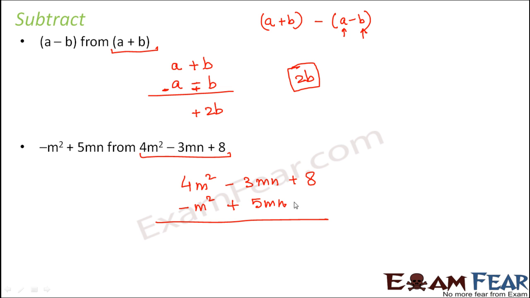Now you need to subtract. Here you do not have a third term, so you can put 0. Now let us change the sign of the smaller expression. Plus becomes minus, minus becomes plus. Now let's add. Plus 8 minus 0 would be plus 8. Minus 3 minus 5 would be minus 8, and the algebraic factor would remain the same, that is 8mn. Here 4 plus 1, that is 5, so 5m square. Therefore the difference between these two expressions would be 5m square minus 8mn plus 8.